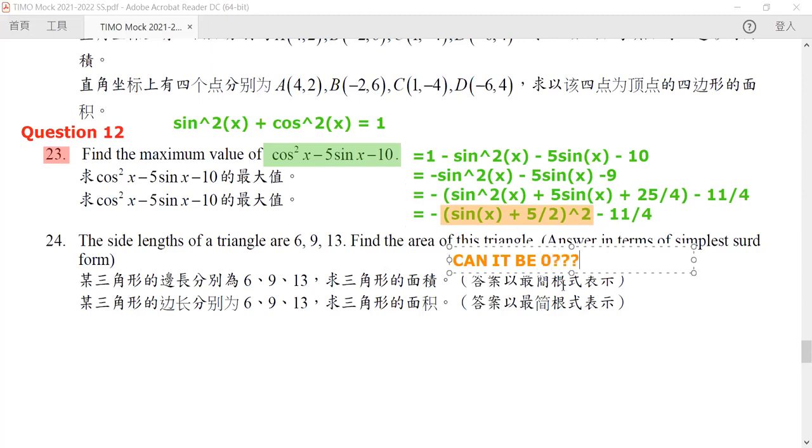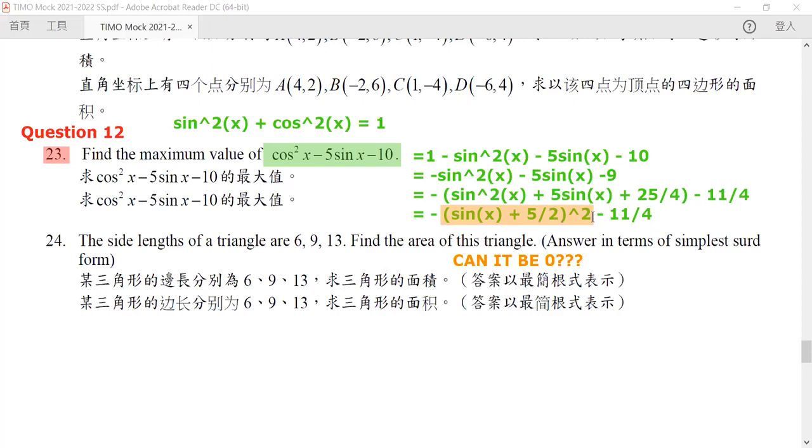Can this orange part be 0? The unfortunate answer is no. Why? Because sine is a function that's bound between 1 and -1. It can never achieve 5 over 2. So this one can never be equal to 0.